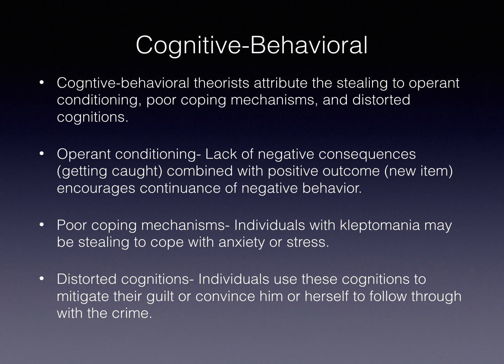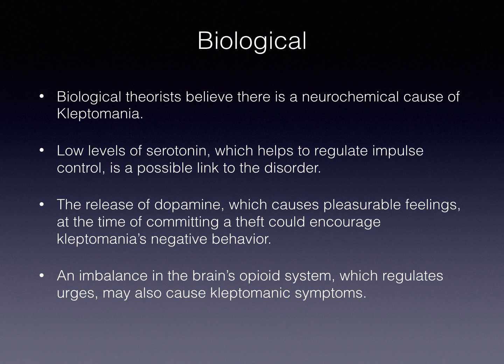And finally, we'll talk about the biological aspect. Biological theorists believe there's a neurochemical cause of kleptomania. So, low levels of serotonin, which help regulate impulse control, could be a link to the disorder. The release of dopamine, which causes pleasurable feelings at the time of committing theft, could encourage this negative behavior as well. And finally, an imbalance in the brain's opioid system, which regulates urges, may also cause these kleptomanic symptoms.